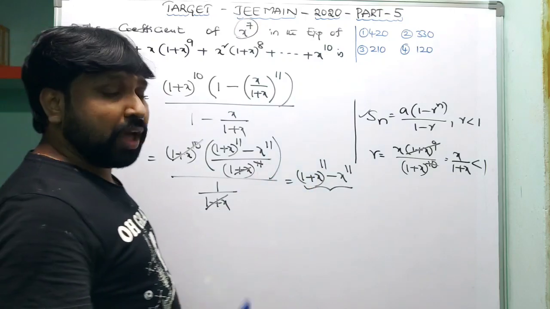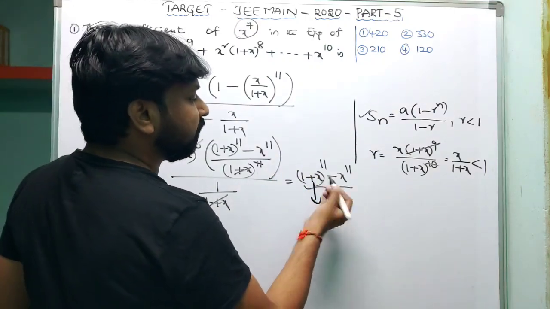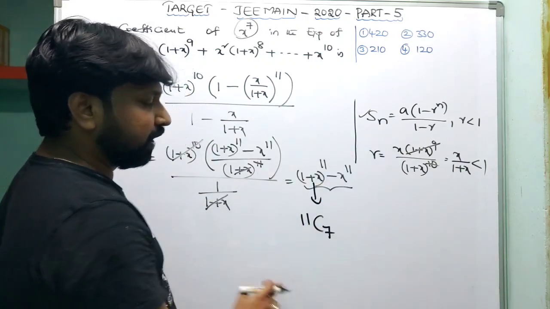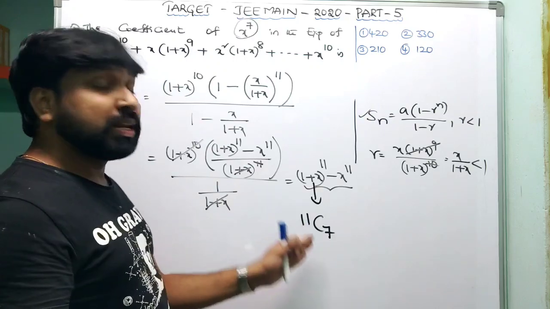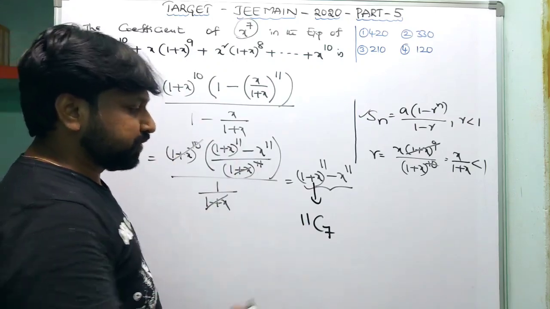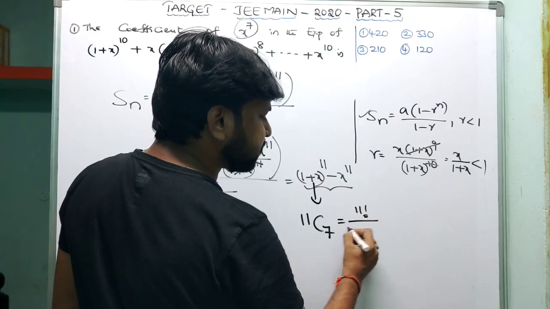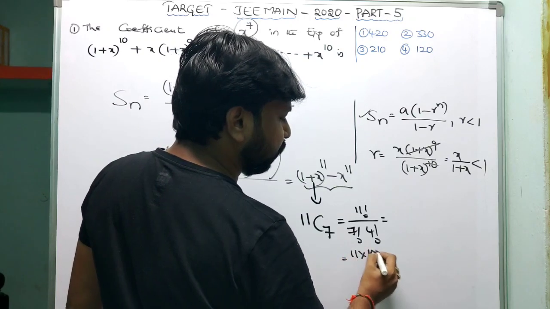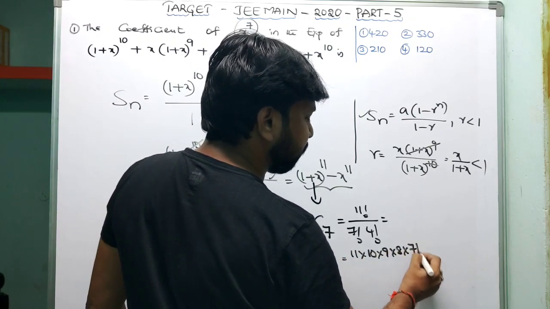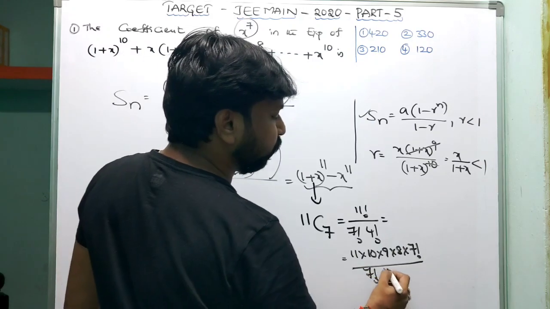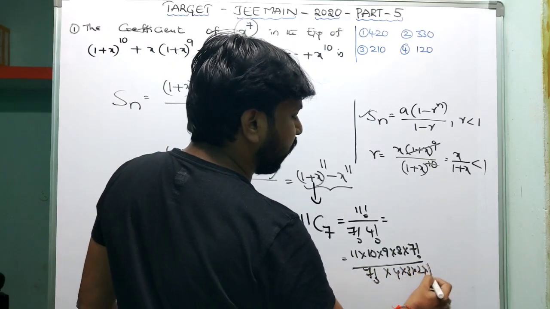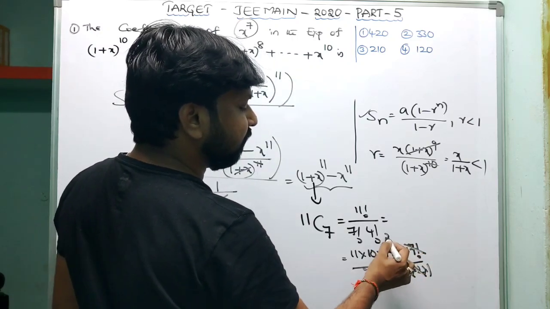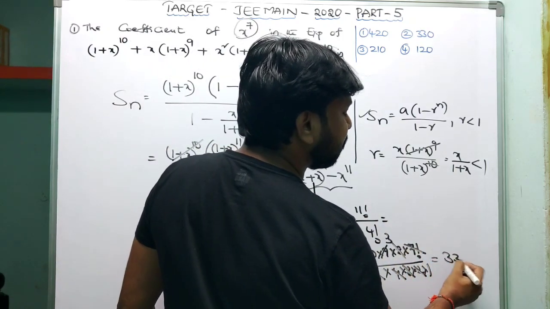In (1 plus x) whole to the power of 11, if you want the x power 7 coefficient, it is very simply 11c7. There is no x power 7 coefficient in x power 11. But in (1 plus x) whole power 11, 11c7 is the x power 7 coefficient. So how to do 11c7? 11 factorial by 7 factorial into (11 minus 7) factorial, 4 factorial. That is 11 into 10 into 9 into 8 into 7 factorial by 7 factorial into 4 into 3 into 2 into 1. 7 factorial cancels, 4 2s are 8, 8 cancels, then 3 3s cancel, then 3 into 11, 33, into 10, 330 is your answer.